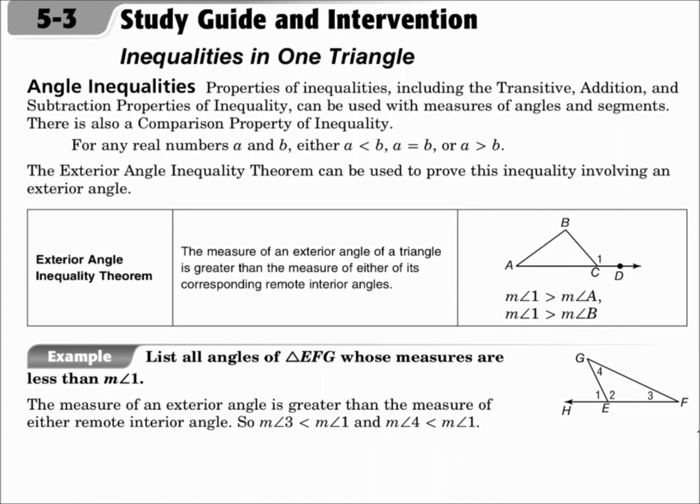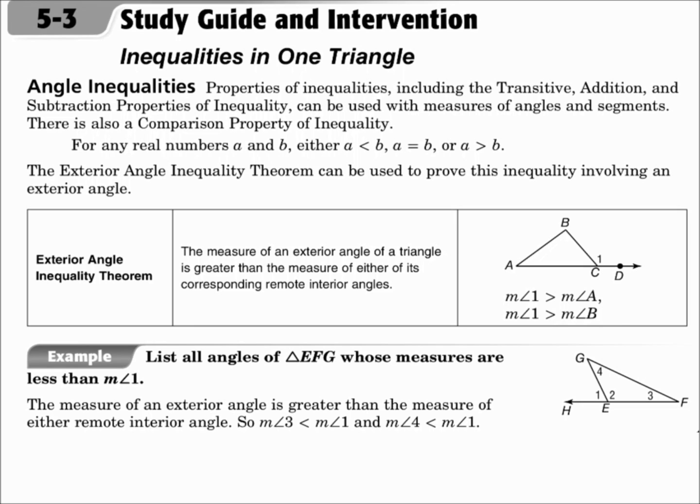This is lesson 5.3, Inequalities in One Triangle. Your objectives are to recognize and apply properties of inequalities to the measures of the angles of a triangle, and recognize and apply properties of inequalities to the relationships between the angles and sides of a triangle.